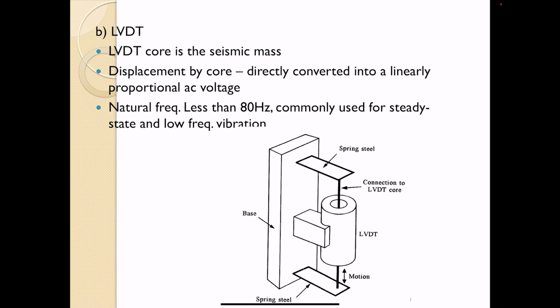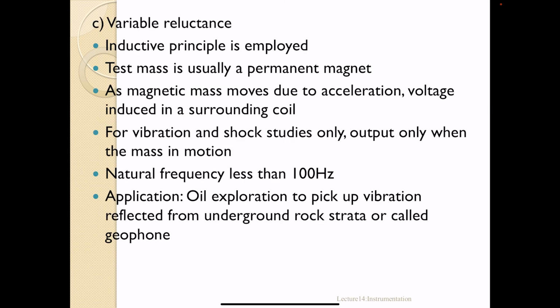Second is the LVDT accelerometer concept. In this design, the LVDT core is considered as the seismic mass. Therefore, the displacement of the core is directly converted into a linearly proportional AC voltage. This kind of accelerometer has a natural frequency less than 80 Hz and is commonly used for steady-state and low-frequency vibration. The third one is the variable reluctance accelerometer.